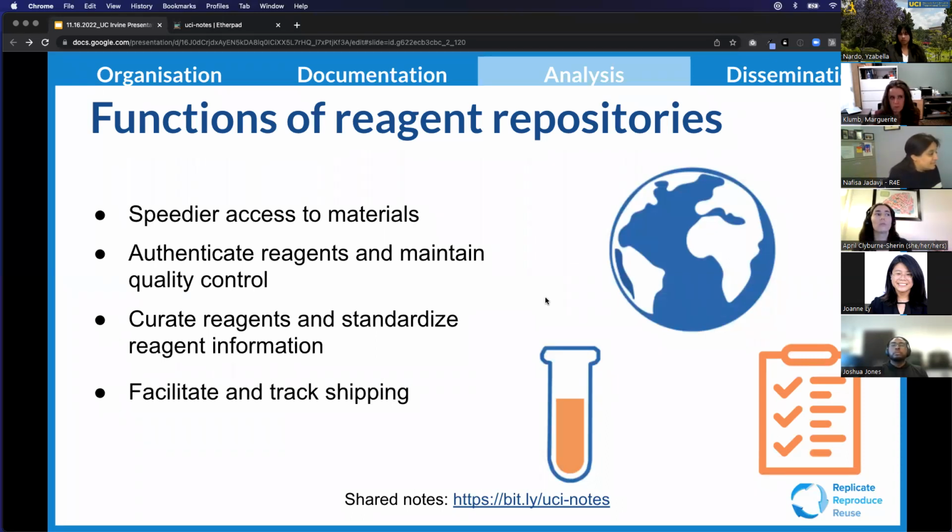It also means that these materials might be available more quickly when they're requested. It means that the quality of the materials that are shared is authenticated, so you know you're actually getting what you think you're getting. It allows people to curate them so that it's easier for people to discover the materials that they need because they've been organized in a way that makes sense to other researchers. And the nitty gritty of shipping these things, making sure they're shipped properly and tracked and insured, all these things can be aided by using a repository.